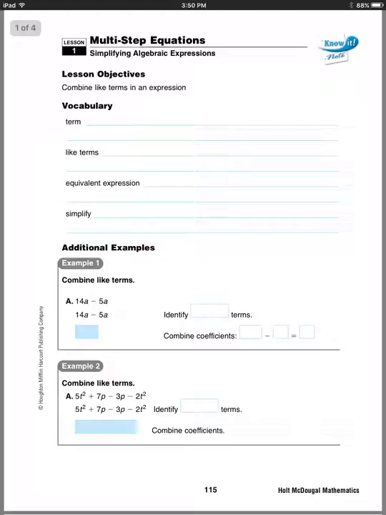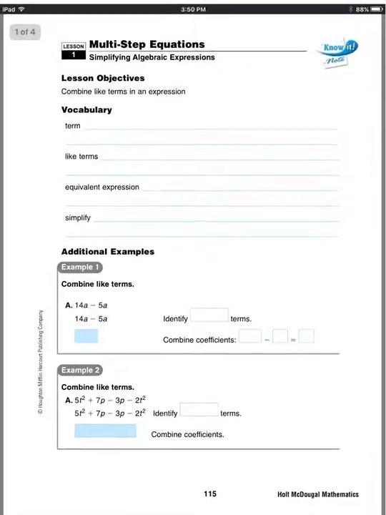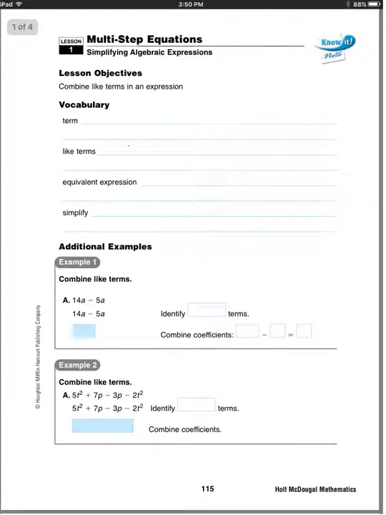So x, 3t, okay? Like terms are two or more terms that have the same variable raised to the same exponent. The coefficient can be different. So you can have 3x squared and 5x squared, and those are like terms because they have the same variable and the same exponent. The coefficient, the number before the variable, does not matter. It can be anything.